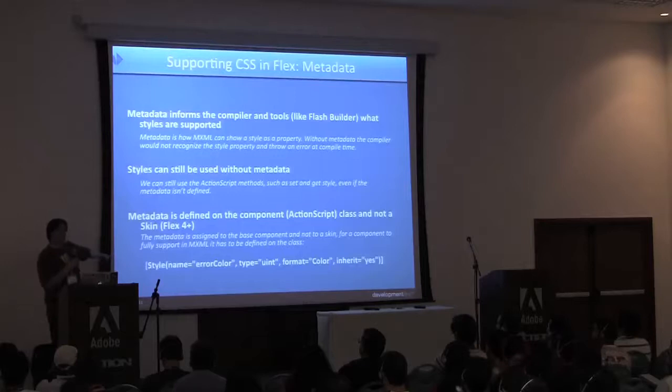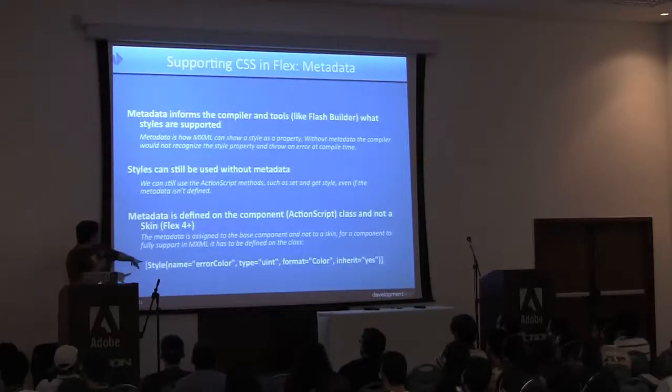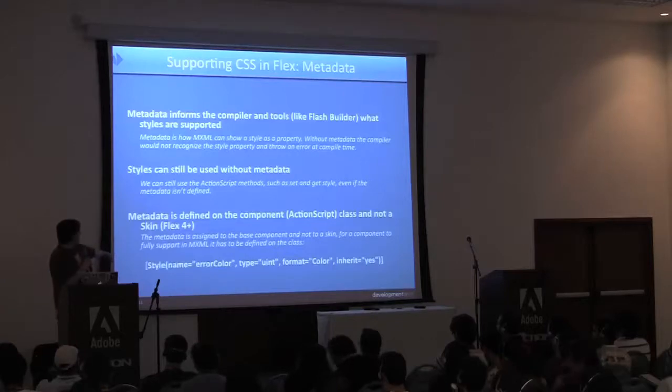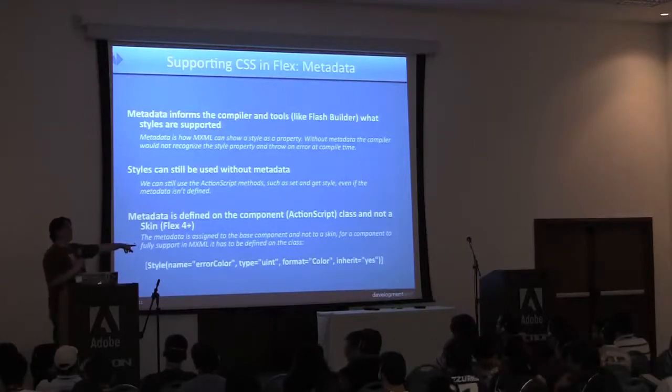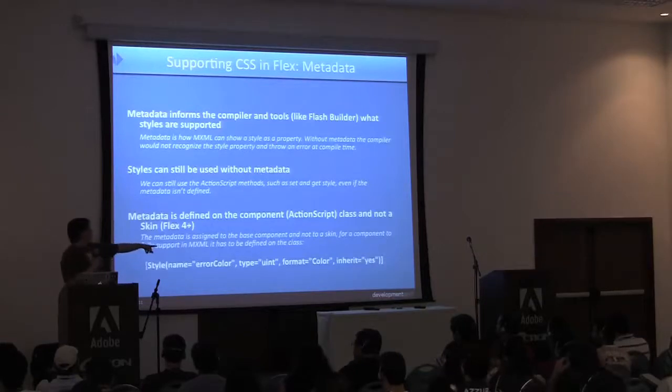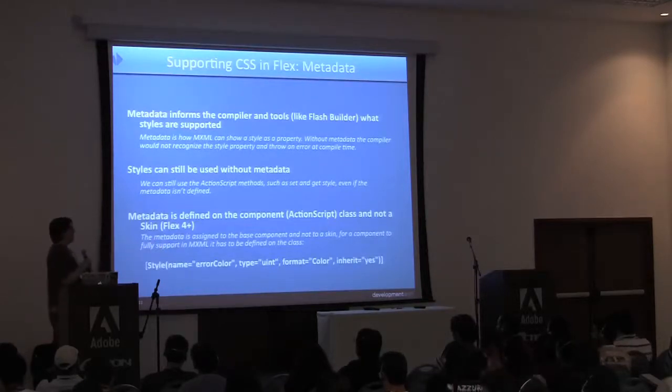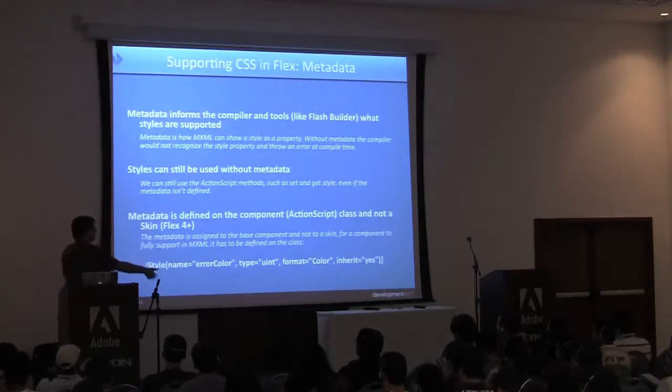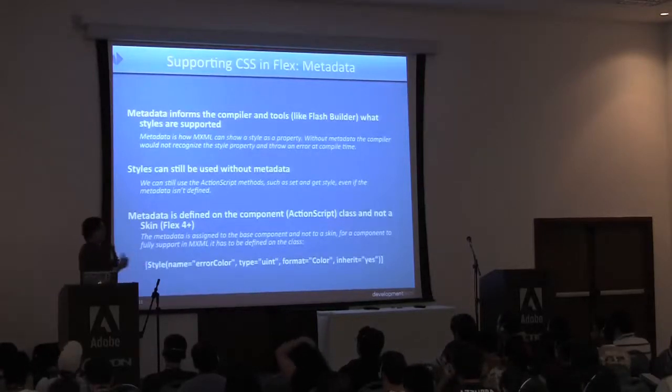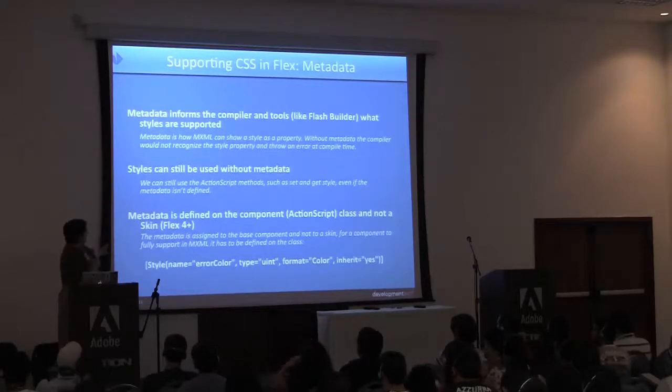This is what metadata looks like. It's a square bracket, and the type of metadata is the property. So here I can define that the style's name is error color. I can define the type, so it's going to expect a uint. I can say the format is a color, so it'll actually check that it is a hashtag hex value. And then I can say it doesn't inherit. Inherit defines whether my children get this style. If I set inherit to no, my children won't get it. If I say yes, they will. So it's a way of setting that up and defining this.